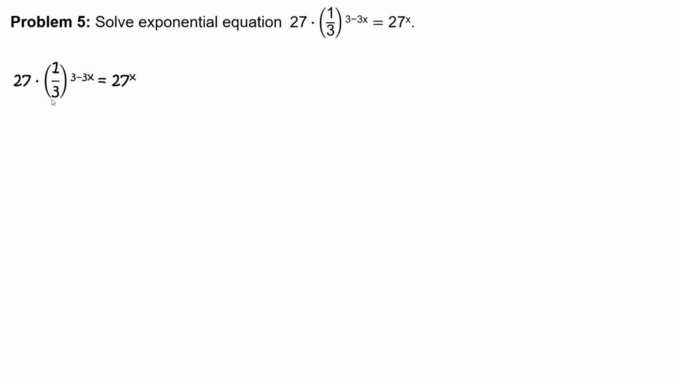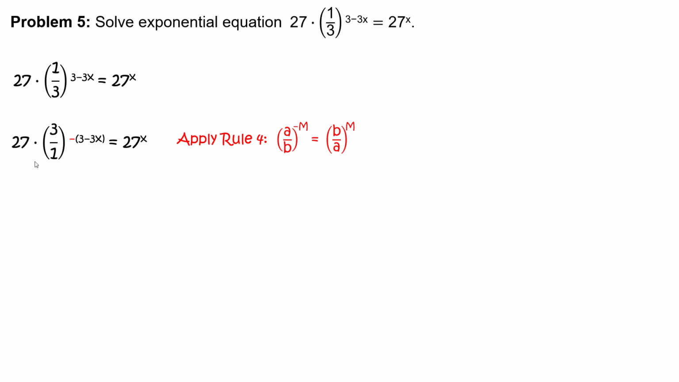It might be tempting to reduce 27 and the 3 and just write 9 raised to 3 minus 3x, but note that there's parentheses around the 1/3. Only the 1/3 is being raised to 3 minus 3x, not the 27. So you can't multiply the base by 27 if there's an exponent on it.